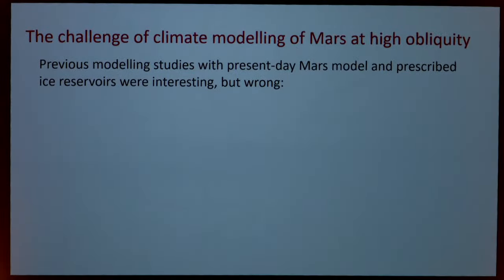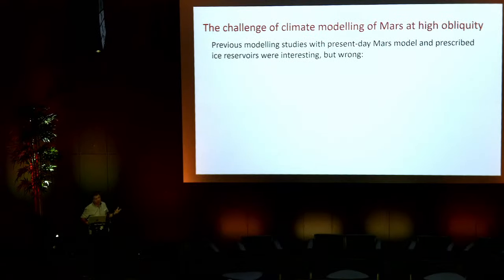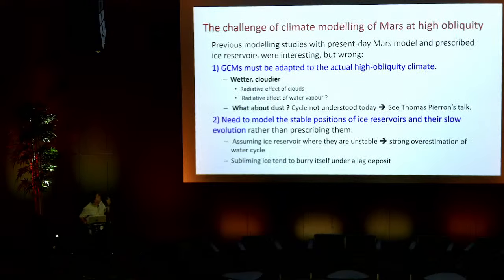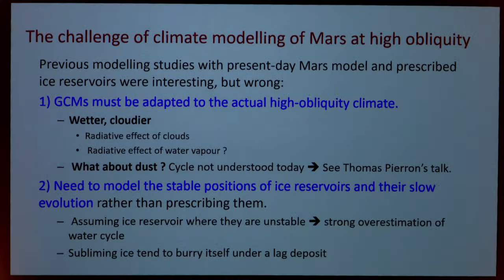Now, I want to emphasize, and I've been saying that for 15 years, so sorry for people who've seen me: these studies were interesting, false experiments. We learned a lot, but they're wrong. And I will quickly explain why. There are two main reasons. First, the GCM must be adapted to actual high obliquity climate. We have to take into account the fact that you have a much wetter climate, you have more clouds, you have to take into account the radiative effects and so on.